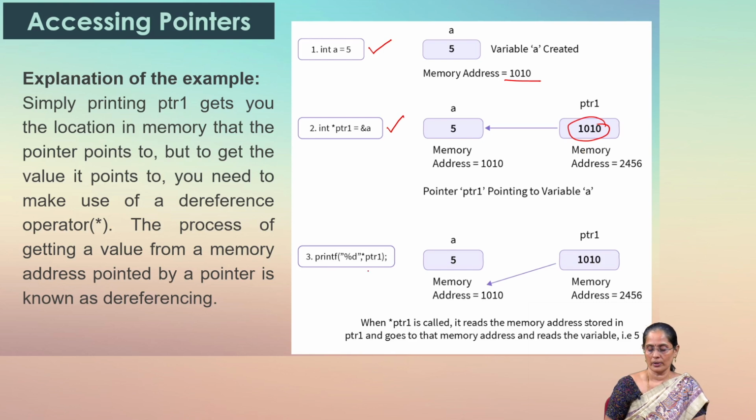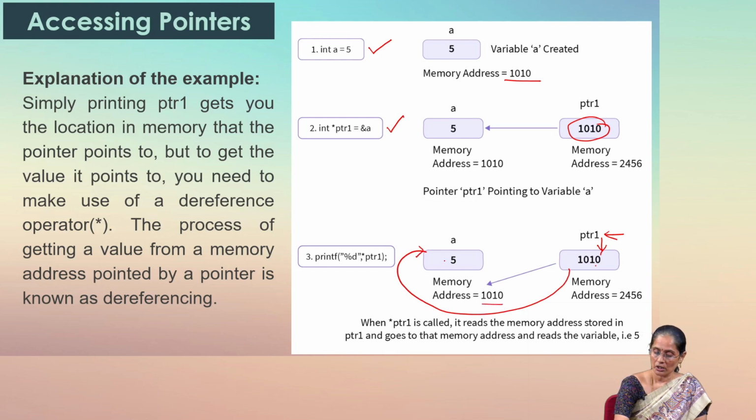Now, we are trying to print the value stored in PTR1. So, what happens? We are now trying to access the PTR1 pointer variable. The pointer variable has the value 1010, then we are pointing to the location 1010 from which we are retrieving the value 5. Okay. So, this process is actually called dereferencing and the operator is dereference operator asterisk.